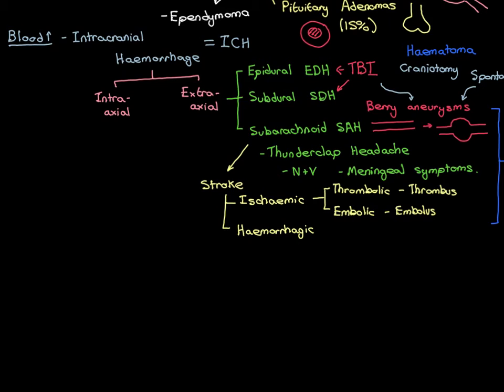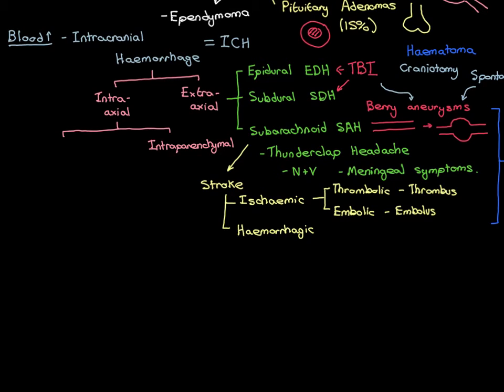Okay, right, so now let's go on to intra-axial intracranial hemorrhages. So there are two different types of intra-axial intracranial hemorrhages, which I'll put down here. So intra-axial, remember, means inside of the meninges, so inside of the actual brain. And there are two different types of hemorrhages here. There is intraparenchymal intra-axial hemorrhages, which means inside the actual brain parenchyma. So intraparenchymal intracerebral hemorrhages, so inside the actual brain tissue.